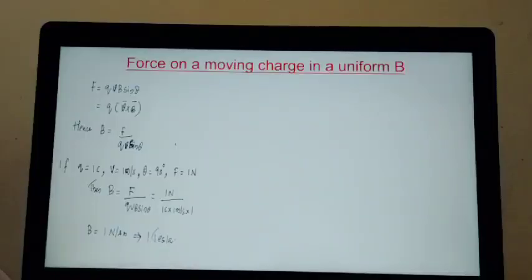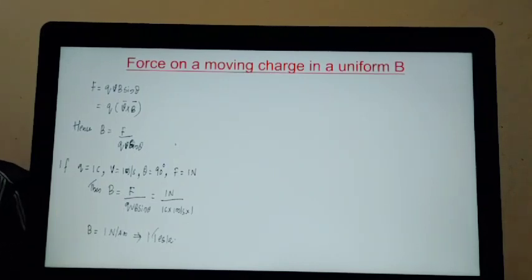See, the magnetic force is F is equal to Q into V cross B, and when V and B are perpendicular to each other, then theta will become 90 degree. F is equal to QVB sine theta. So B is equal to F divided by QV sine theta. If Q is equal to 1 coulomb and the velocity is 1 meter per second, theta is equal to 90 degree, then F is equal to 1 Newton.